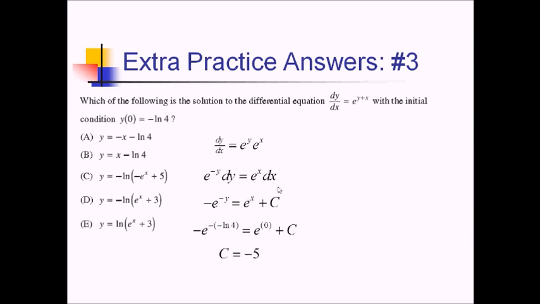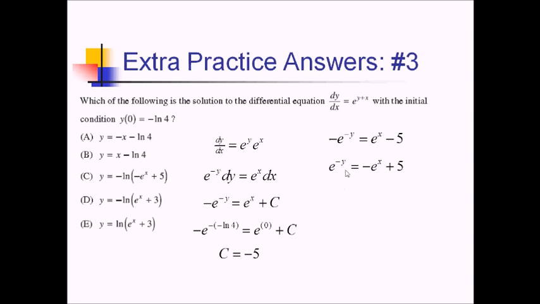Plugging that back in our general solution, we have negative e to the negative y equals e to the x minus 5 now, and it's time to go ahead and try to isolate the y value. I'm going to have to start by multiplying or dividing everything by negative 1. So I'll have e to the negative y on the left and 5 minus e to the x, or negative e to the x plus 5, either way, on the right side.